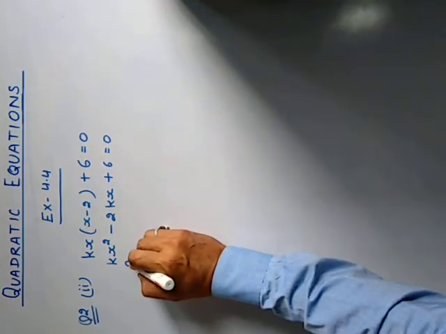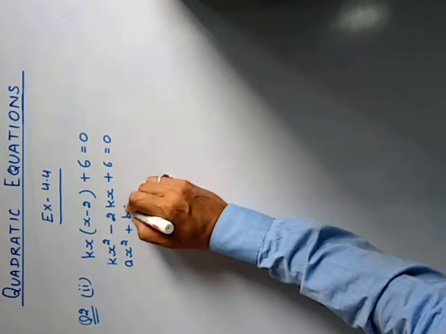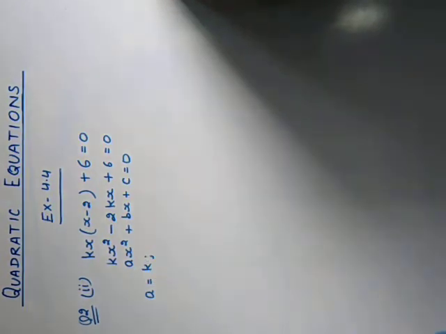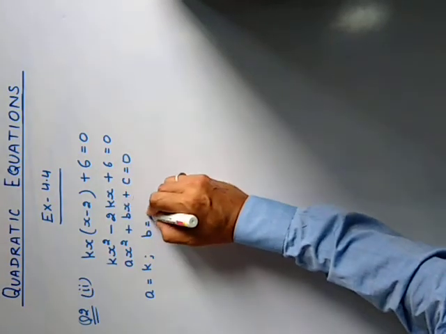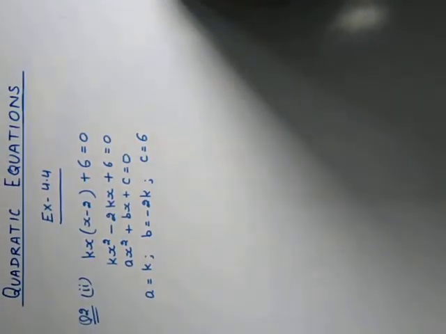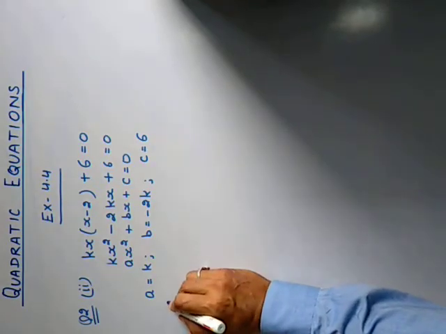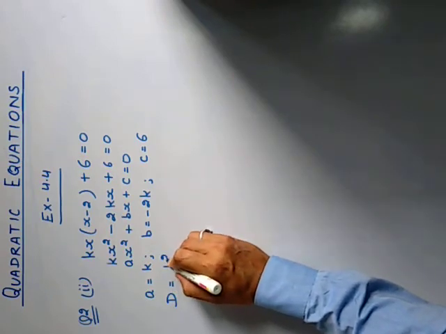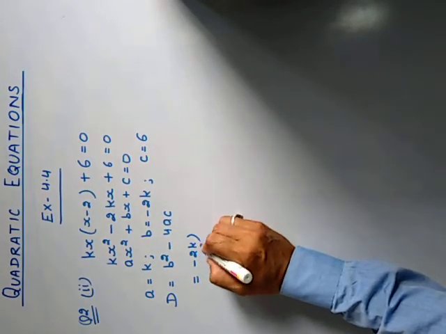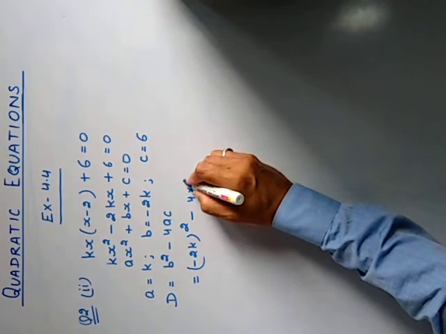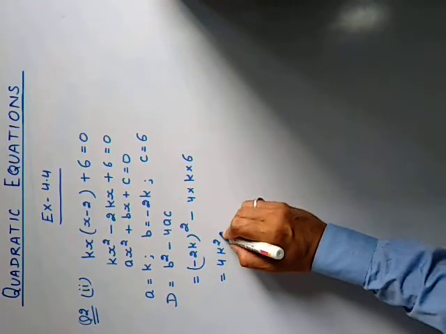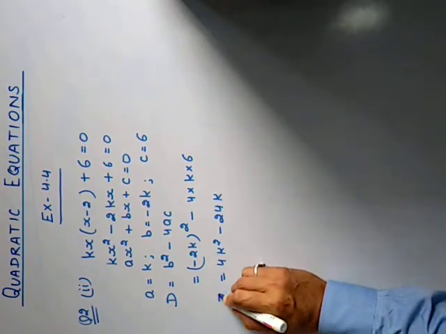Now if we compare it with standard form, ax square plus bx plus c equals to 0, we will get a equals to k, b equals to coefficient of x, that is minus 2k, and c equals to 6. Now to calculate d, b square minus 4ac. So b square means minus 2k square minus 4 into k into 6. So minus 2k square is 4k square minus 24k. So this is the value of d.